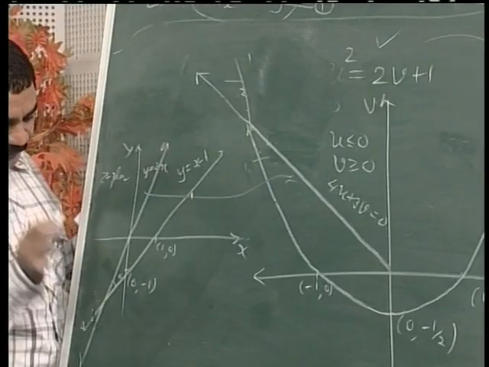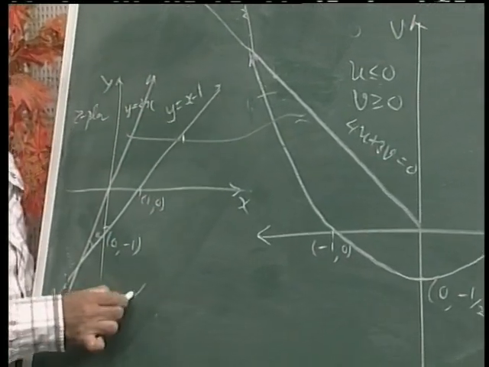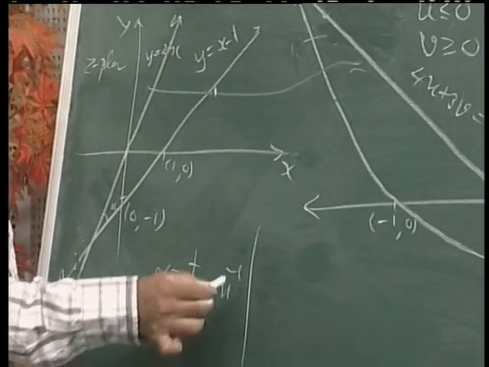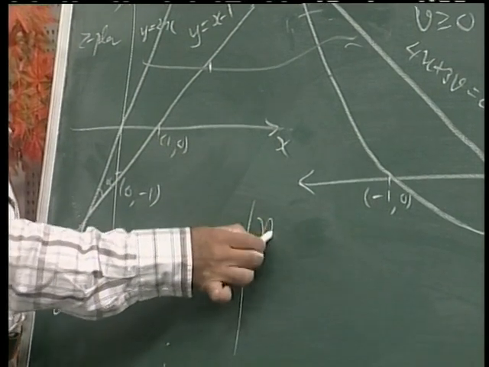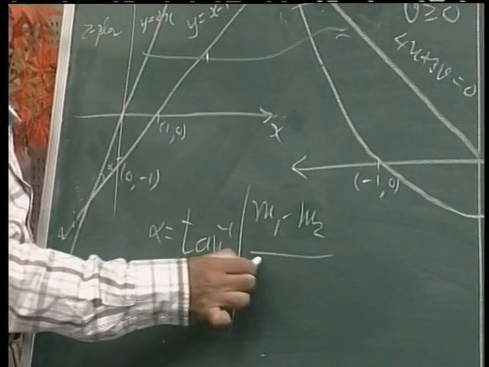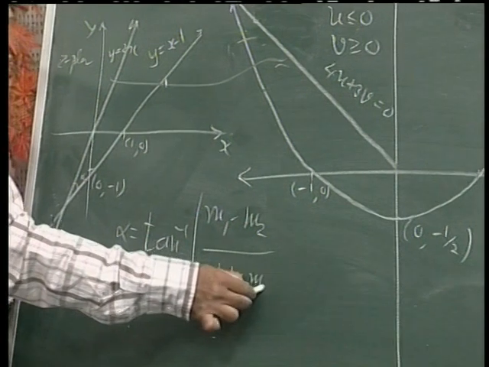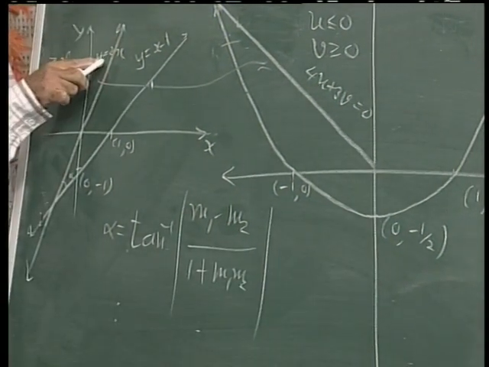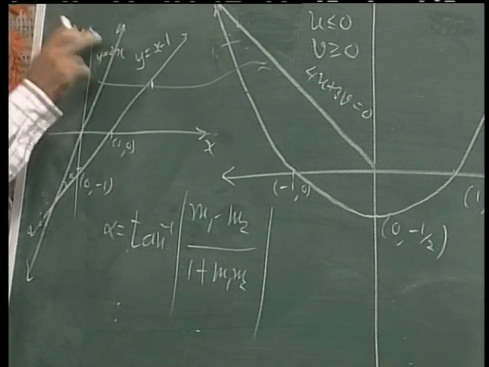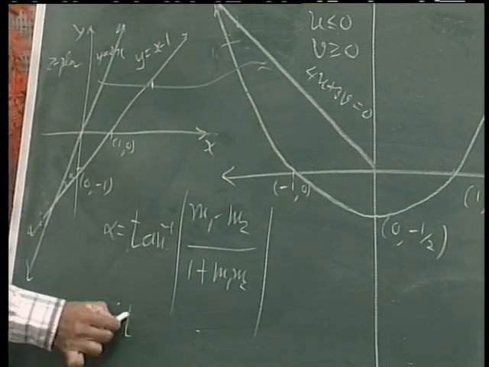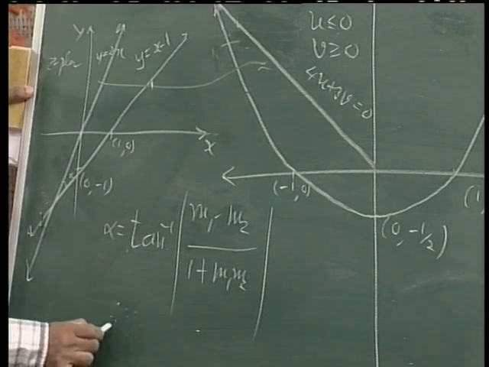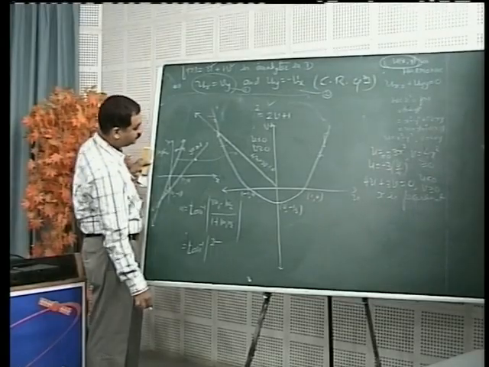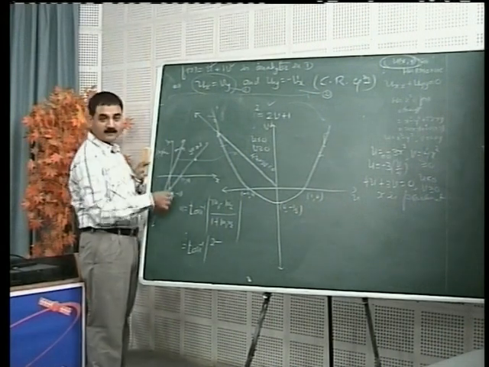For example, this angle is alpha. Then what is alpha? We all know the formula. Alpha is tan inverse of m1 minus m2 upon 1 plus m1 m2. What is the slope of y equal to 2x? y equal to mx plus c, so its slope is 2. This is tan inverse 2. Then the slope of y equal to x minus 1 is 1.